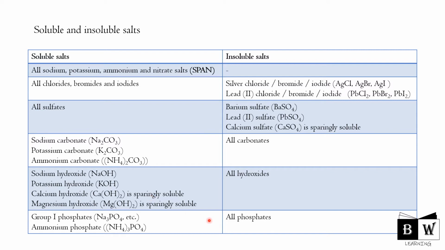Finally, we have phosphates, where most of them are insoluble salts, except for group 1's phosphates and ammonium phosphate.